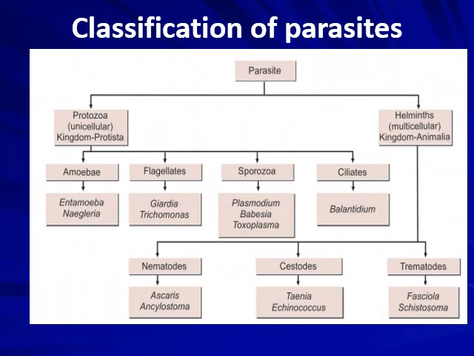We all remember this classification of parasites. The parasites are either protozoa, unicellular parasites, or metazoa, multicellular parasites. Both belong to kingdom Animalia. Helminths, as previously classified, are nematodes, cestodes, trematodes, while the protozoa we will classify into amoebae, flagellates, sporozoa, ciliates.